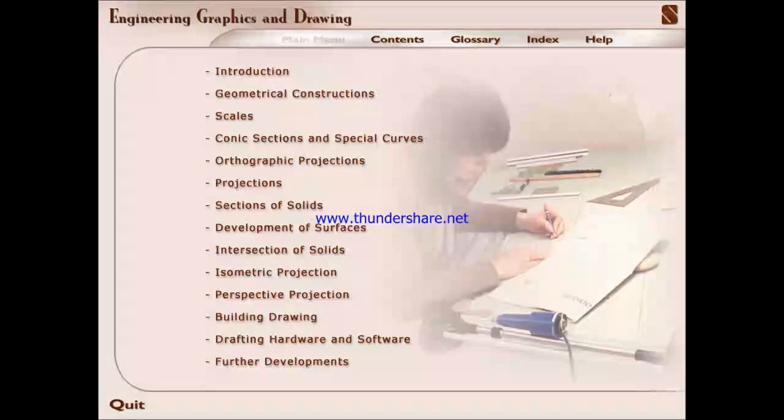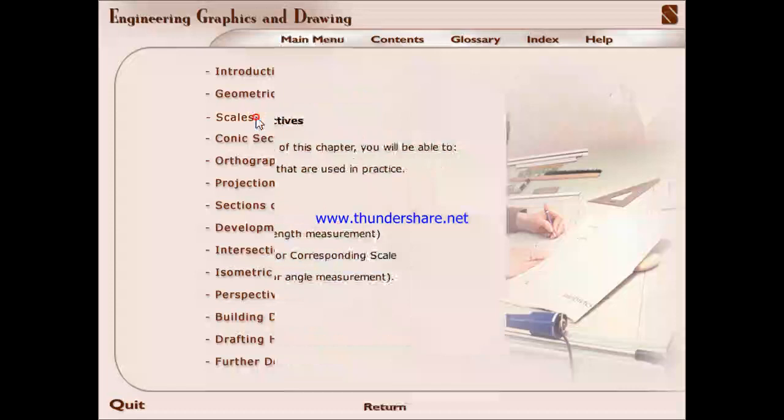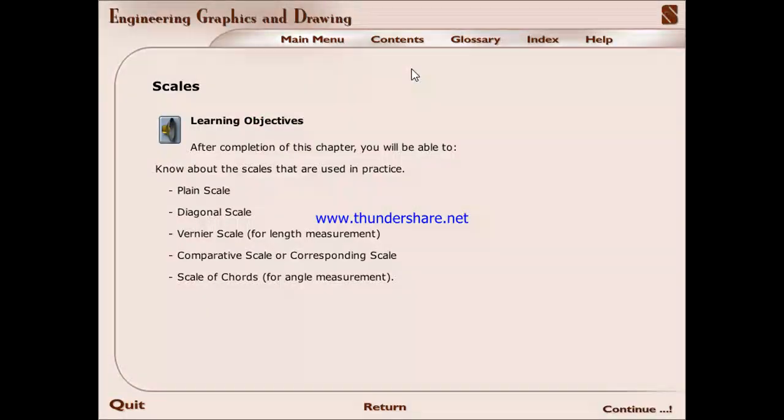The previous class continuation. We can learn introduction. Geometrical constructions are completed. Now we are going to learn scales. In engineering drawing, what are the scales we will use? The plane scale, diagonal scale, vernier scale, comparative scale or corresponding scale, scale of chords, etc. We are going to learn in detail.